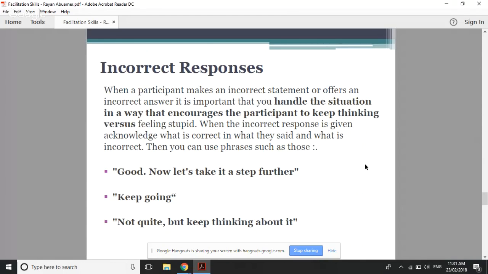Right. Incorrect responses. It always happens that a participant makes an incorrect statement or offers an incorrect answer. The way you can handle the situation is to help the participant keep thinking about it, and help the participant come to the right conclusion. These are some examples. You could say, for example, "Okay, good, now let's take it a step further," and maybe give him or her key points, so that they switch their answer, their opinion.